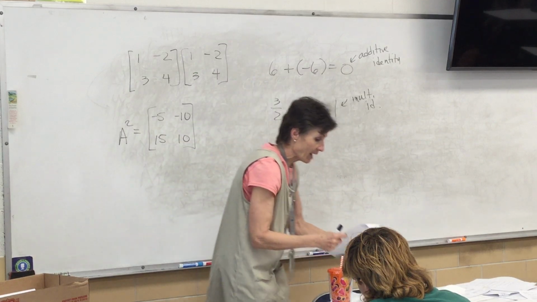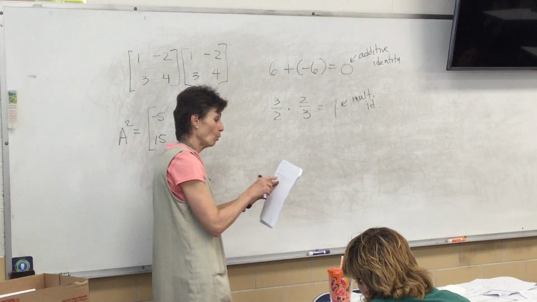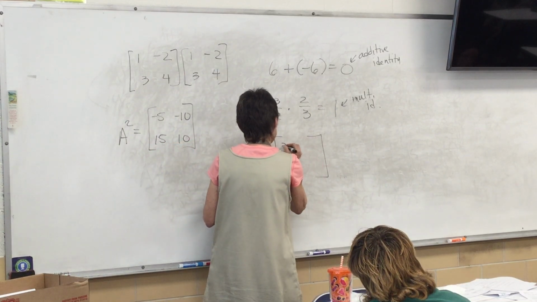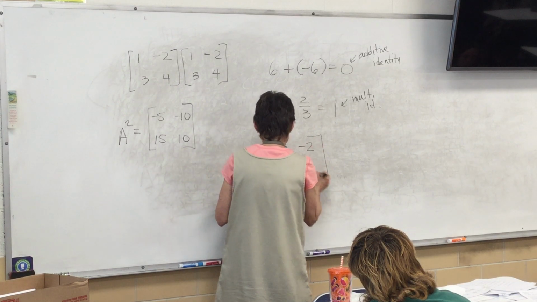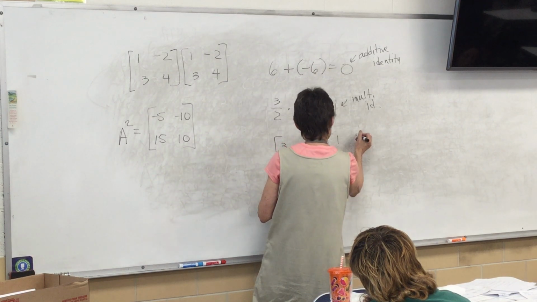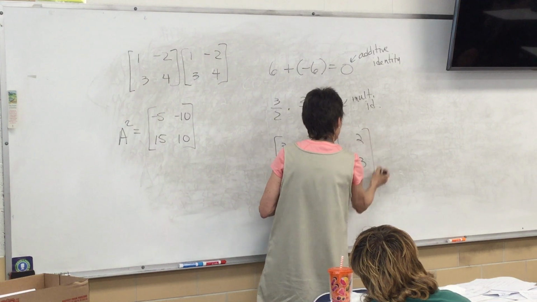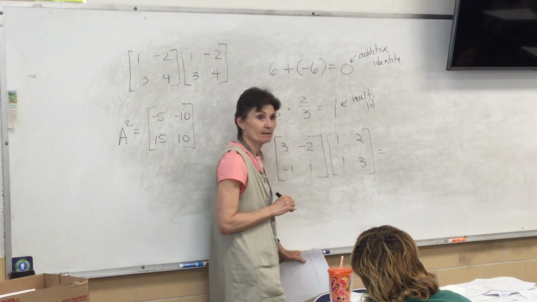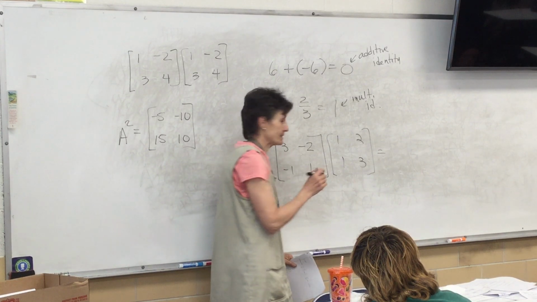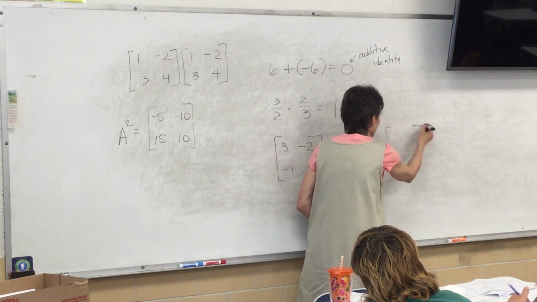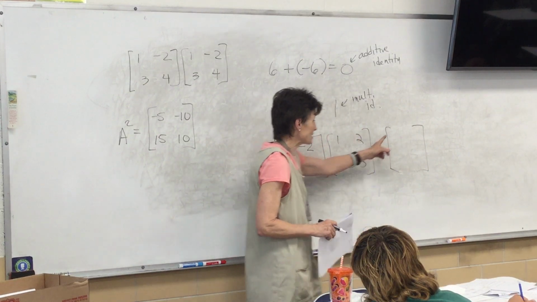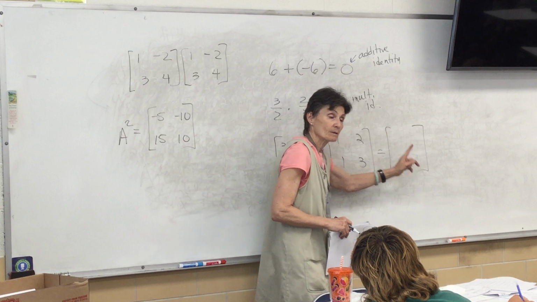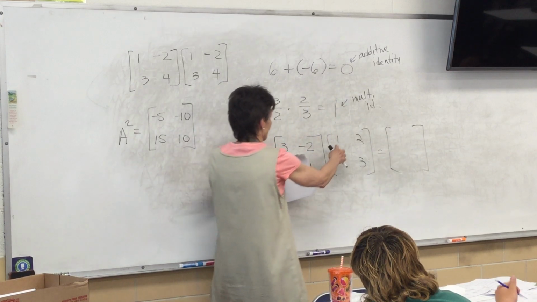Well, if these guys are going to be inverses, then what should happen when I multiply them? What should I get when I multiply them? The identity, right? Let's see if it happens. Let's multiply them. And this better be a 1, 0, 0, 1. Okay? Let's see if it is.